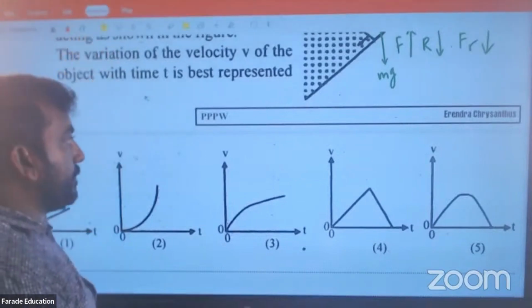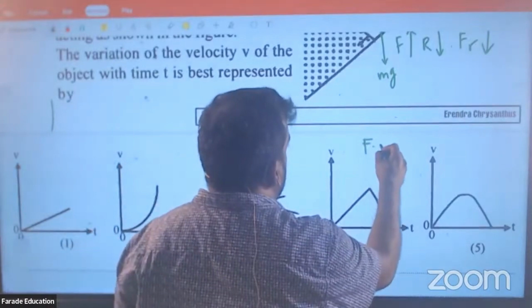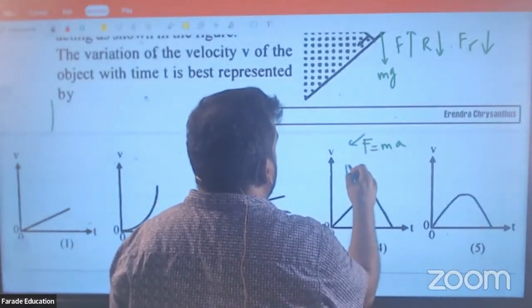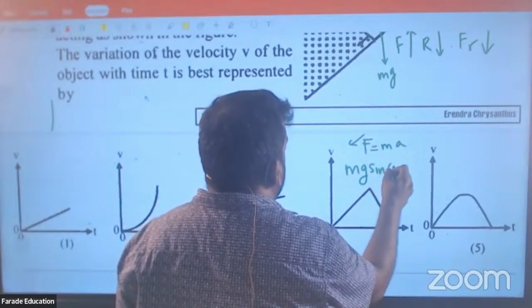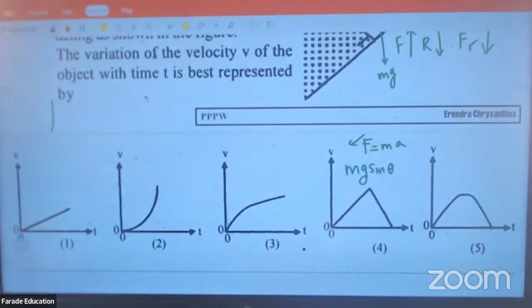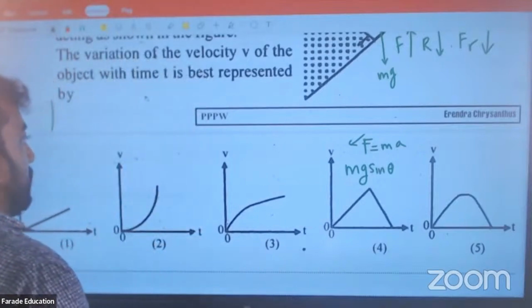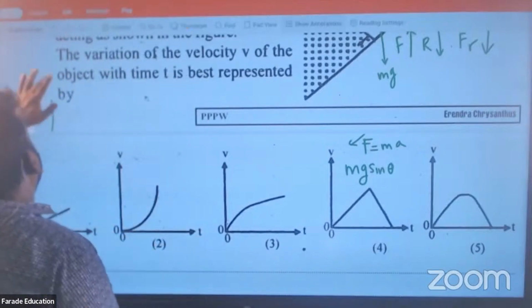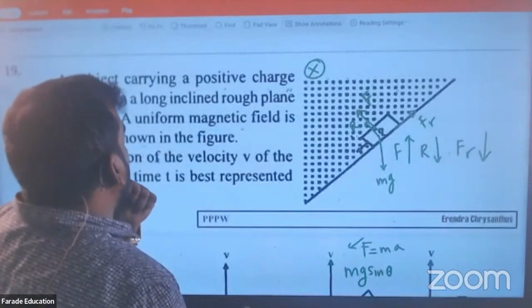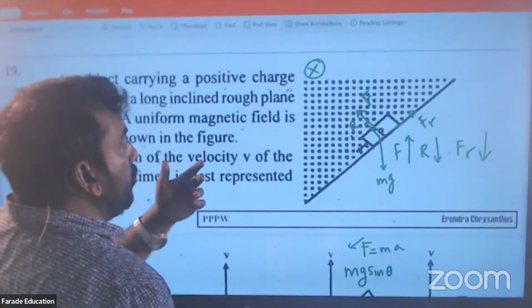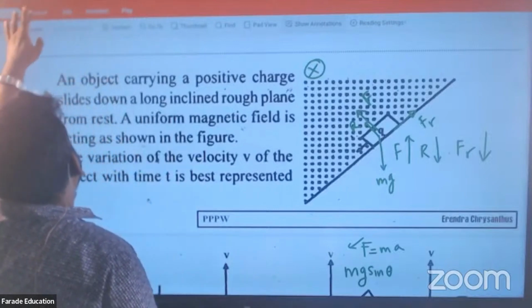Look at the board carefully. So, down the plane, mg sin theta. Positive charge moving down the plane. Let me go back. They are telling a positive charge sliding down the inclined plane. So moving charge. Moving charge means, right.